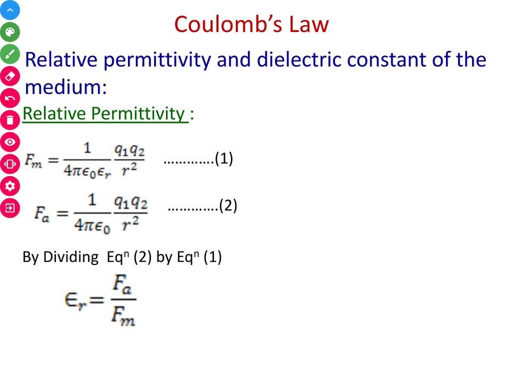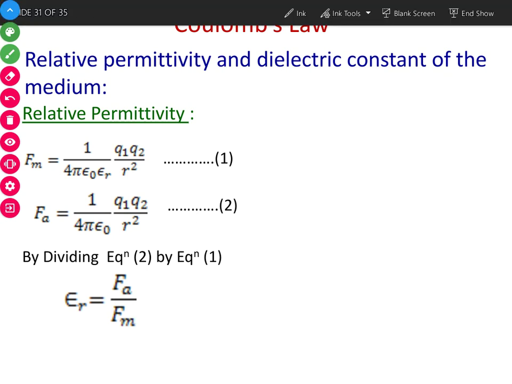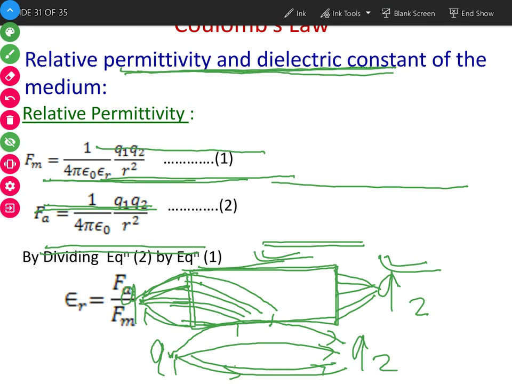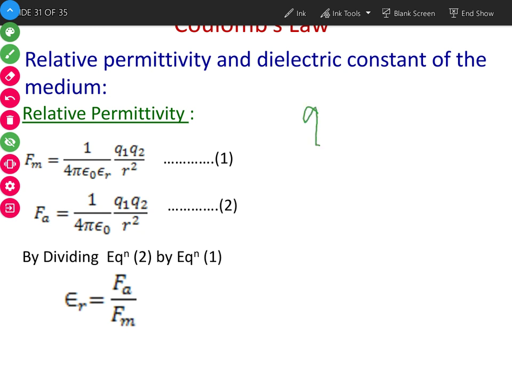And now Coulomb's law in terms of relative permittivity and dielectric constant. So the relative permittivity we can define. We all know the force between two charges. Suppose the charges are Q1 and Q2.